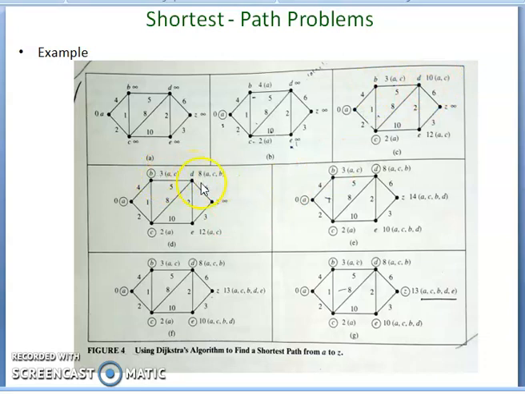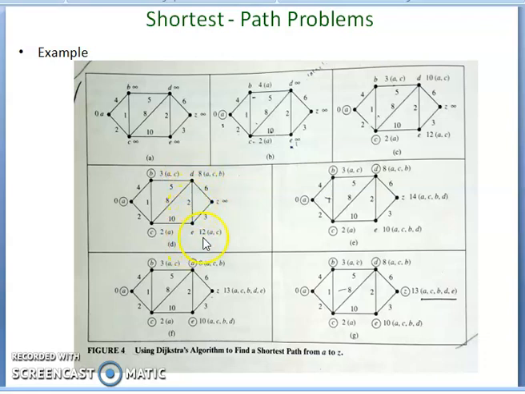You update that value. So for the remaining unvisited vertices, 8 and 12, which one is the minimum value? 8. So you visit D. For D, what are the adjacent vertices? The unvisited adjacent vertices are E and Z. Suppose it is Z, what is the value? 8 plus 6 is 14. 14 is less than infinity. You update this to 14. And E, 8 plus 2 is 10.